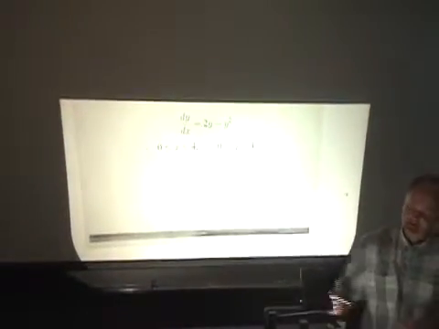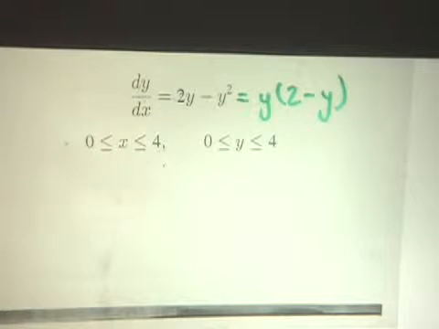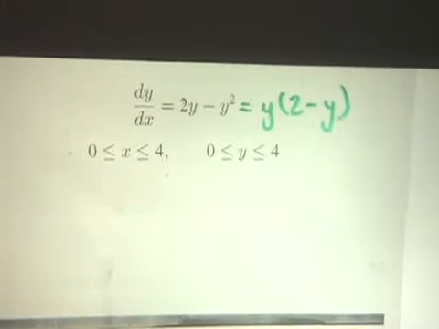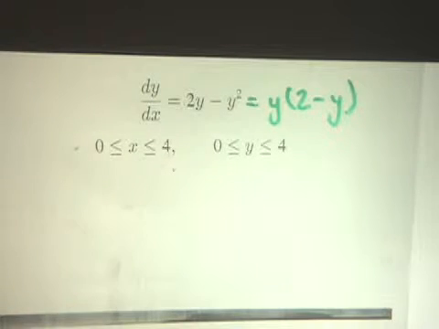Let's do a slightly more complicated autonomous example. dy/dx equals 2y minus y squared. That is autonomous. Thinking in terms of finding equilibria, if we factor that right-hand side, we see that it's got equilibrium solutions at y equals 0 and y equals 2. That makes the right-hand side equal to 0, and constant functions have a 0 derivative.